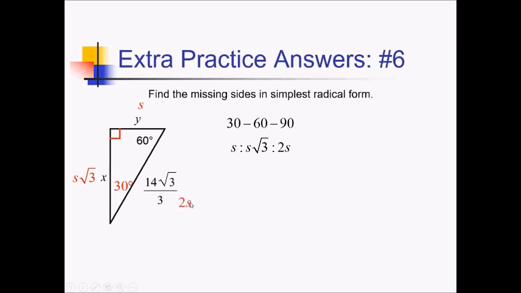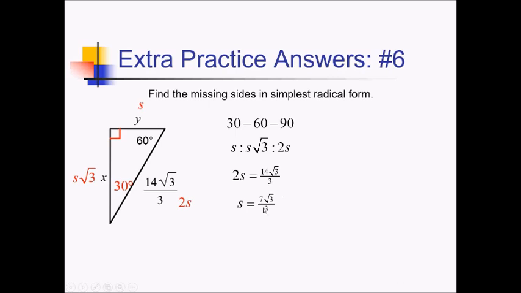The only constant they gave us was this 14 radical 3 over 3, and that's equivalent to this 2s expression. So I can write 2s equals 14 root 3 over 3. And then if I divide both sides by 2 to get s by itself, 14 divided by 2 is going to give me 7 radical 3 over 3.